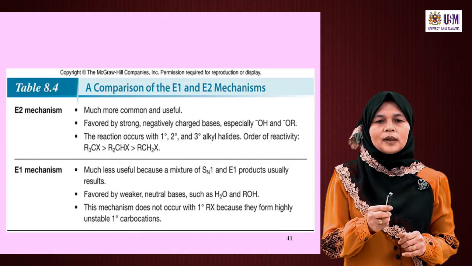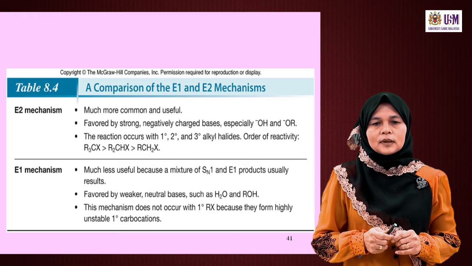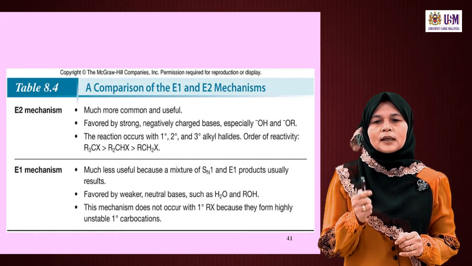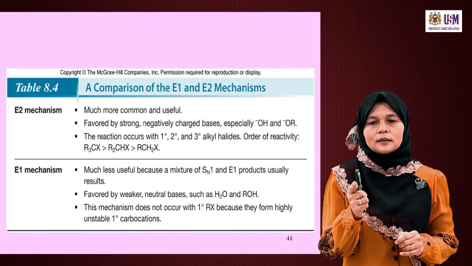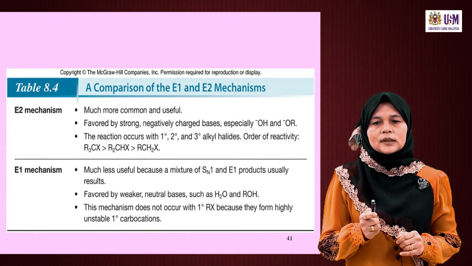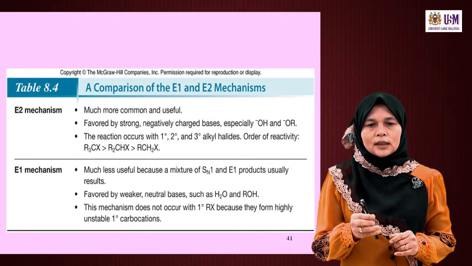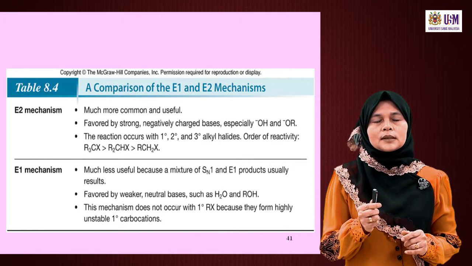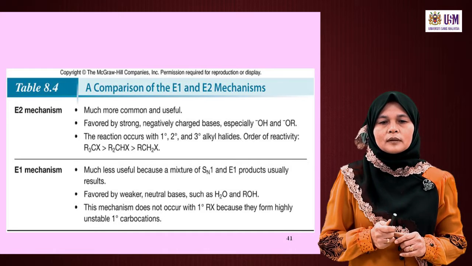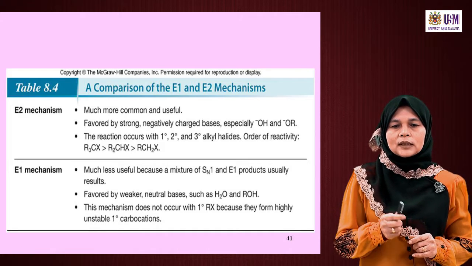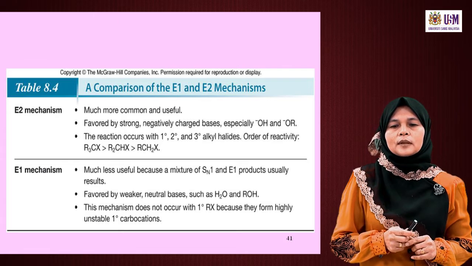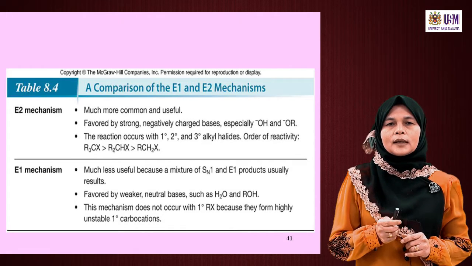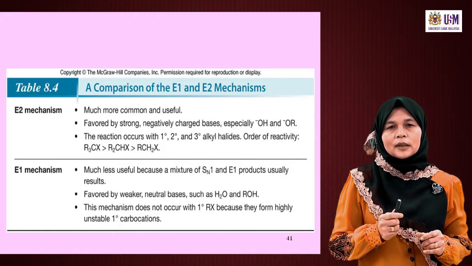And the E1 mechanism is much less useful because a mixture of SN1 and E1 products usually results. This reaction is favored by weaker neutral bases such as water and alcohol. This mechanism does not occur with primary alkyl halides because they form highly unstable primary carbocations.